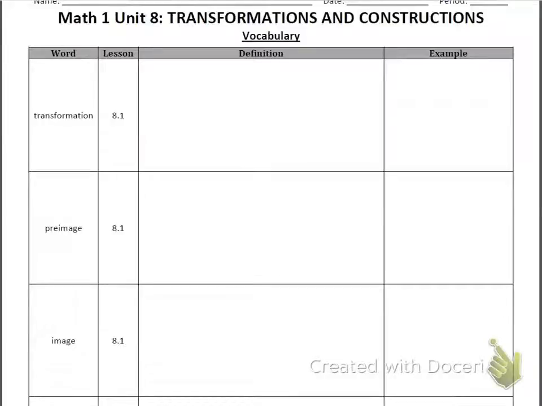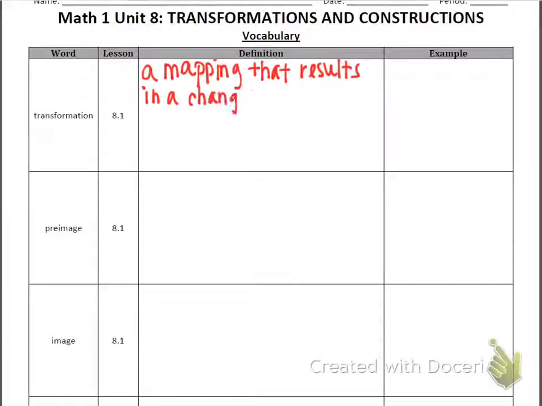So for Unit 8, transformations and constructions, we first need to define what a transformation is. Another word for transformation is mapping, or actually let's say a mapping, that results in a change in the position, shape, or size of a figure.